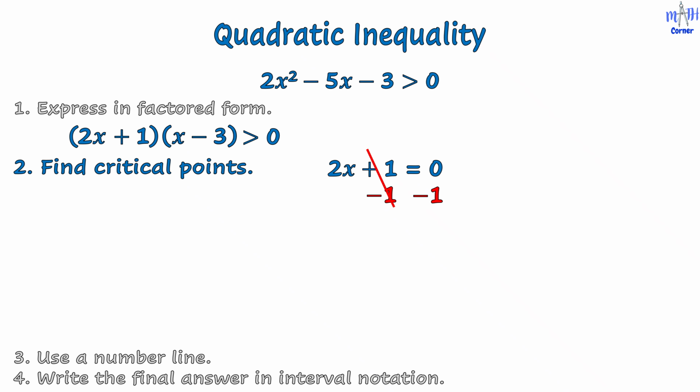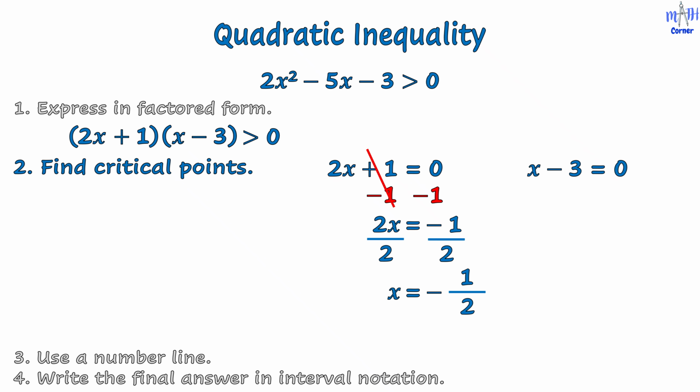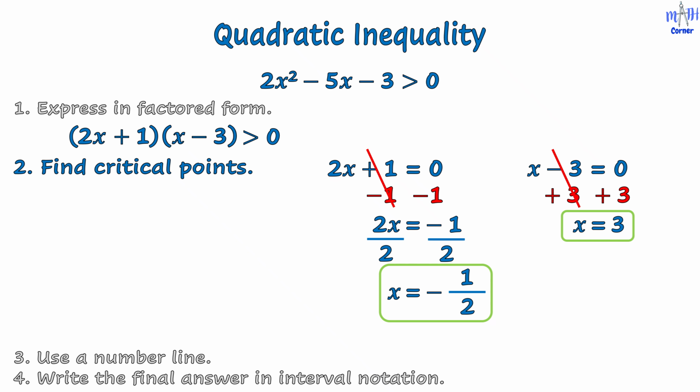Subtract 1 from both sides. 2x equals negative 1. Divide both sides by 2. X equals negative 1/2. Next, x minus 3 equals 0. Add 3 to both sides. X equals 3. The critical points are negative 1/2 and 3.